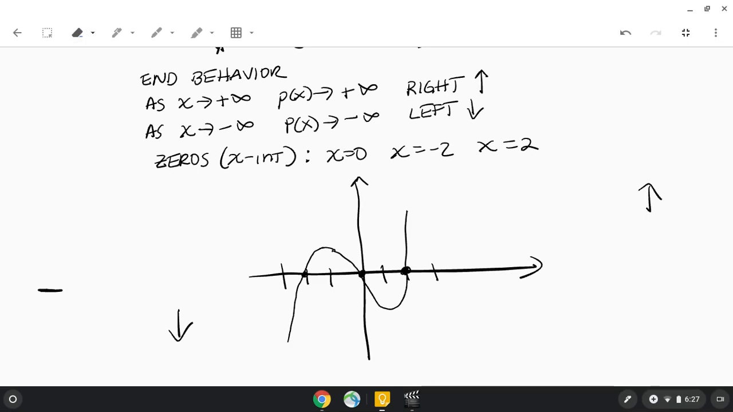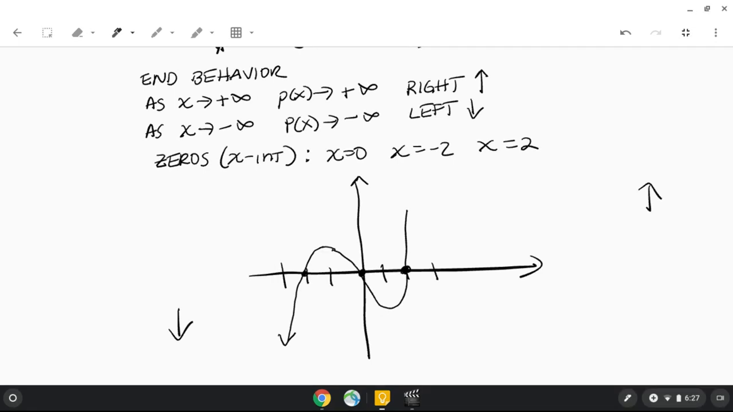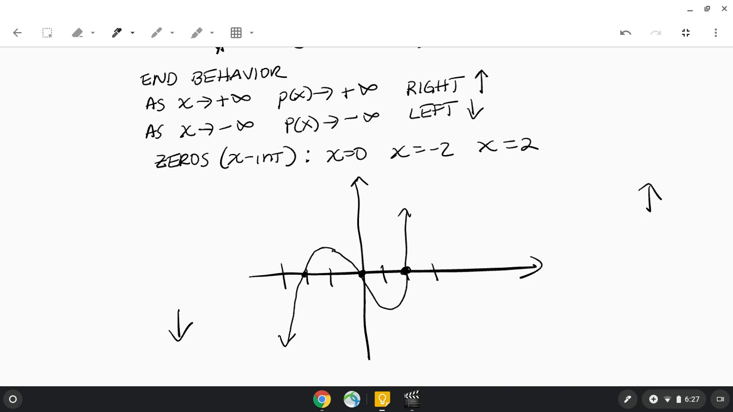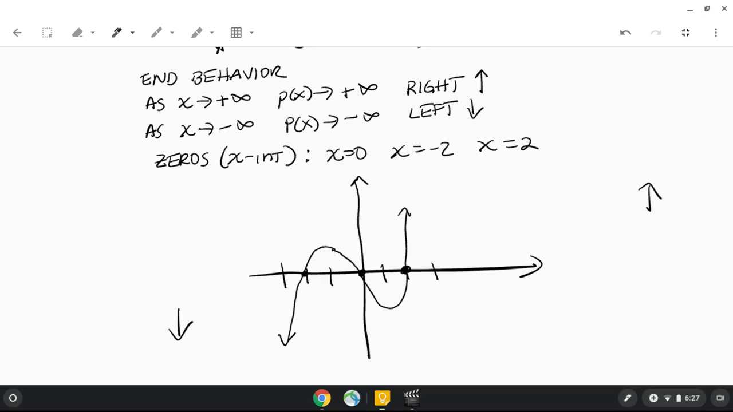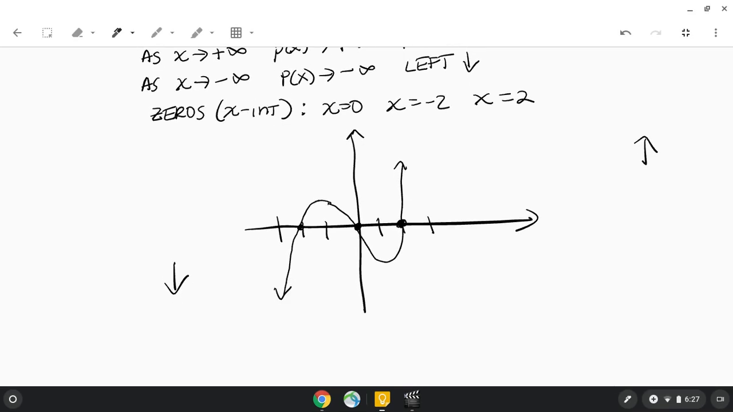All right, so let's take that off. Okay, so this follows exactly everything that I know about the polynomial. I know its left-hand behavior, and it is going down. The right-hand behavior, it is going up. Okay, and my graph does cross through all three x-intercepts. Okay, all right, let's try another one.